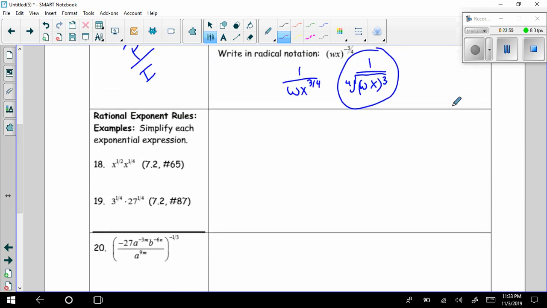Remember, power to power, you multiply. When you multiply like bases, you add your exponents. So this would be 1/2 plus 1/4. So you need a common denominator. This one we're going to get a common denominator before we multiply. These we're going to distribute after we maybe flip this over.